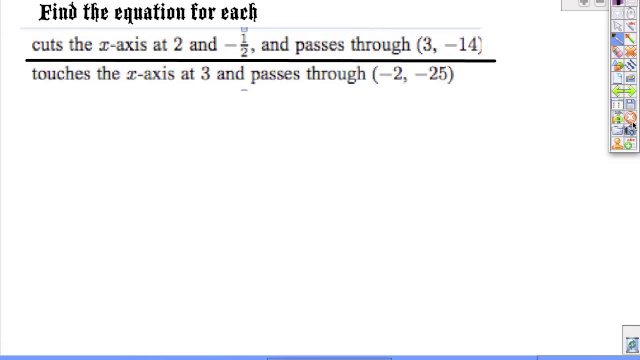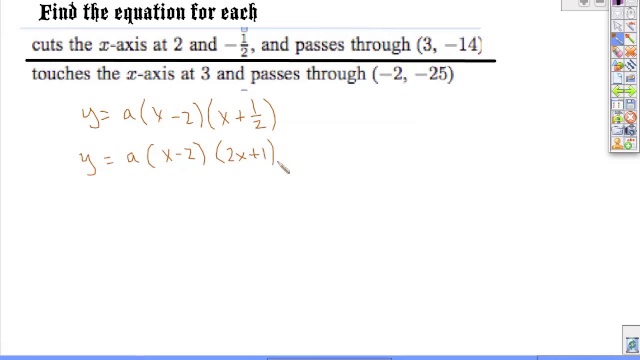Now we want to write an equation. We want to go the other way. And the first situation tells me the x-intercepts. So I'm going to use intercept form. And there's actually a better way to write this second factor. We can write that factor in a way that doesn't involve a fraction. 2x plus 1 would give me the same x-intercept.